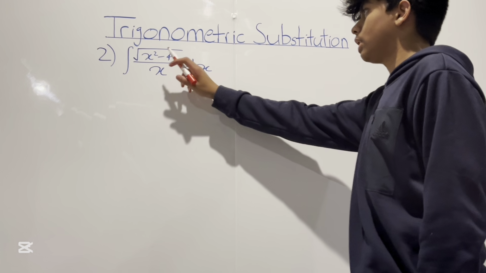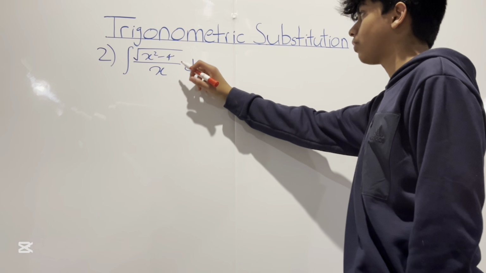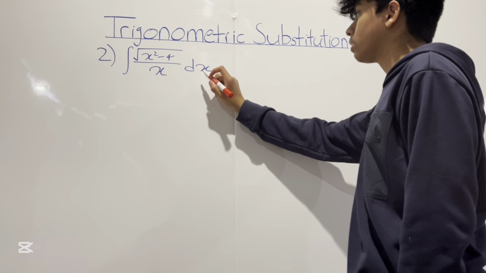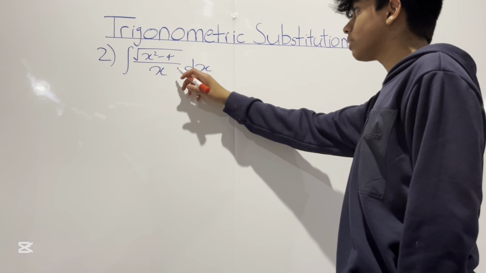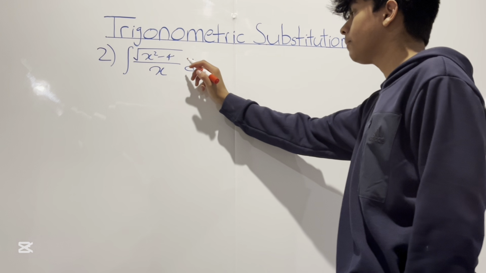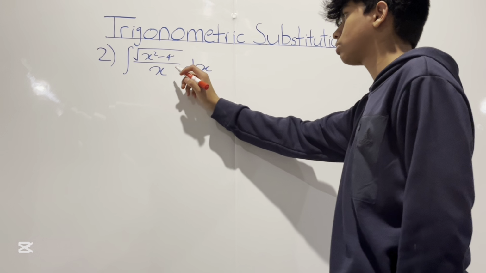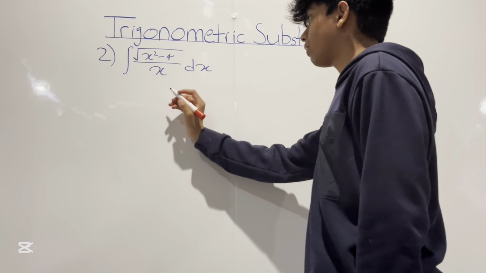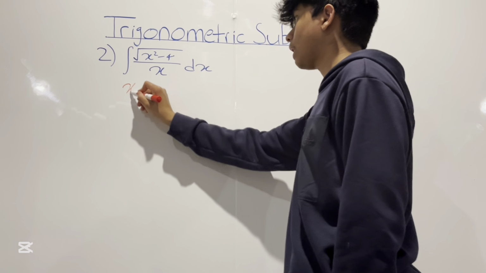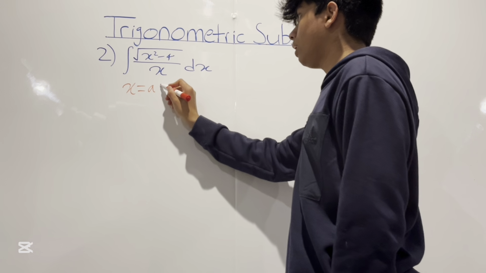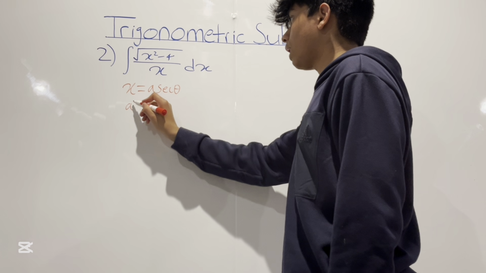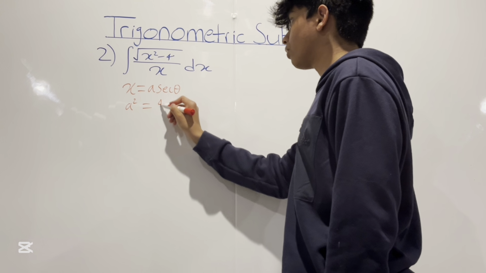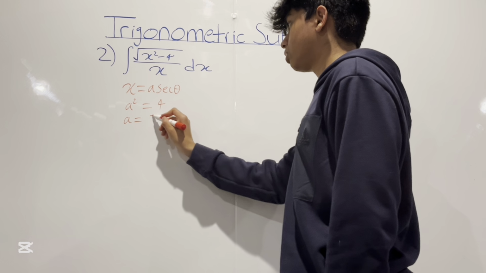Question 2, we have the integral of the square root of x squared minus 4 divided by x dx. This looks very similar to the last one we just did, but the main difference is that instead of a squared minus x squared, it's x squared minus a squared. So we're going to use a different trig sub. We're going to use x equals a secant theta, and to find a, we have a squared equals 4, so a is equal to 2.